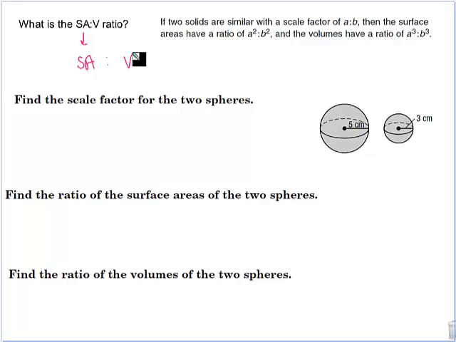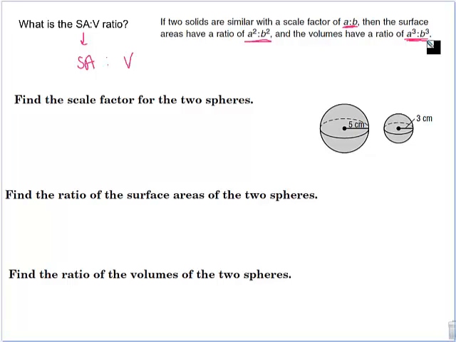So if two solids are similar with a scale factor of a to b, then the surface areas have a ratio of a squared to b squared, and the volumes have a ratio of a cubed to b cubed. So if we know we have a ratio of a to b, we can then find what the surface area ratio should be and the volume ratio.